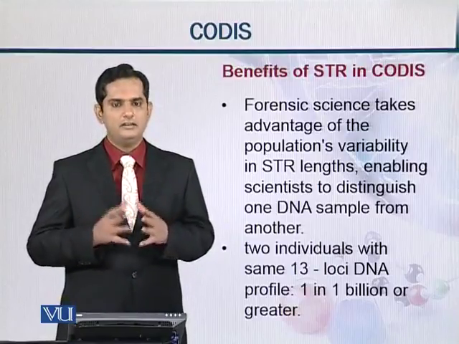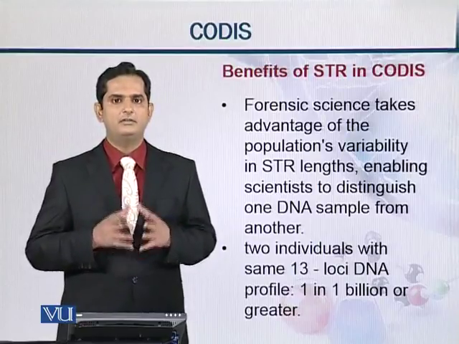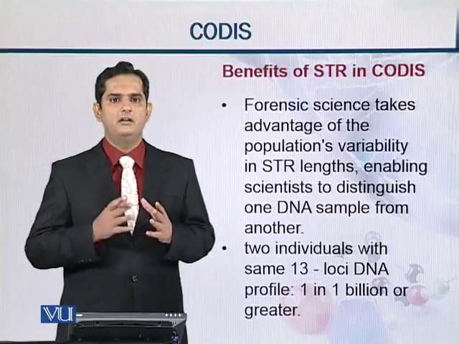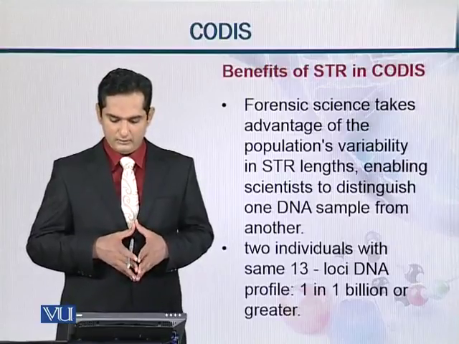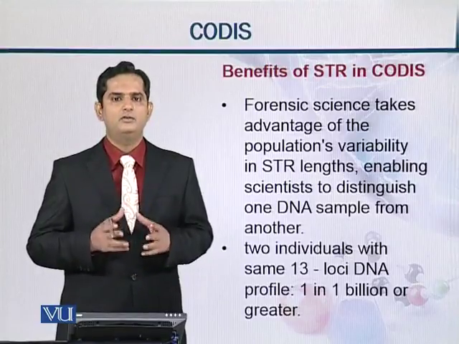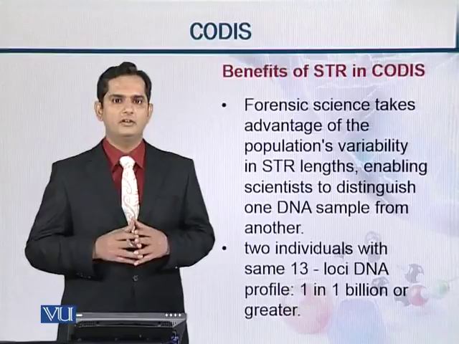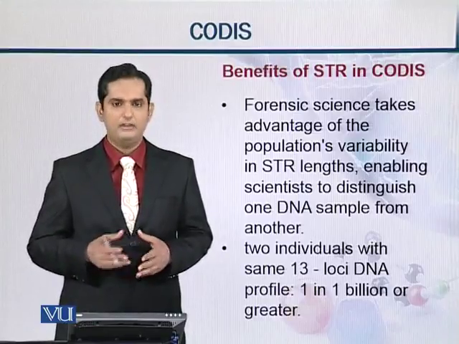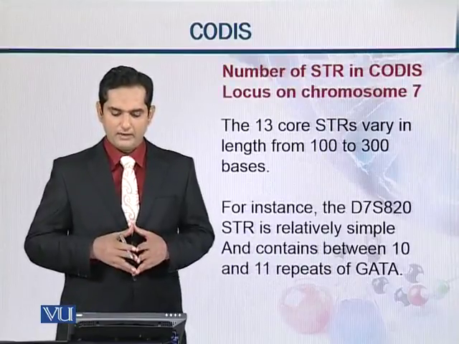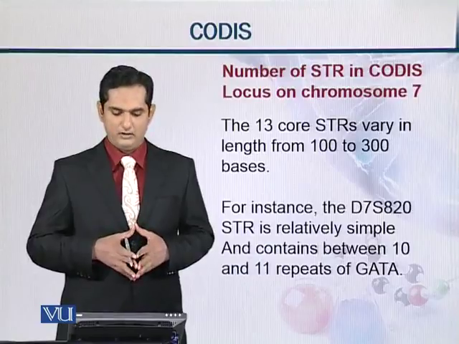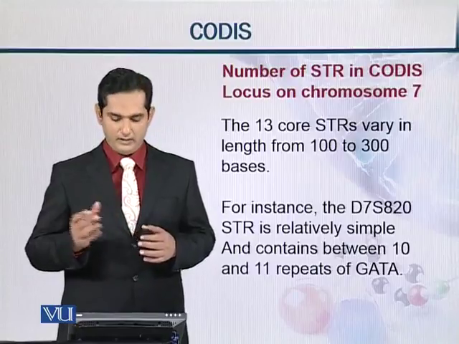Based on this length, biologists or forensic experts are able to differentiate one person from another. For example, for two individuals with the same 13 loci DNA profile, there would be only one person in 1 billion who has the same information, as shown by this example. There are two individuals with the same 13 loci in a DNA nucleotide sequence. The number of STRs in CODIS are basically loci on chromosomes. These 13 core STRs vary in length from 100 to 300 bases.